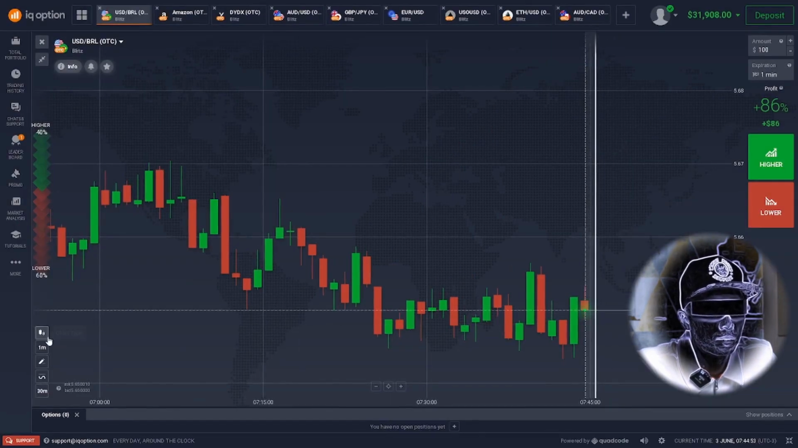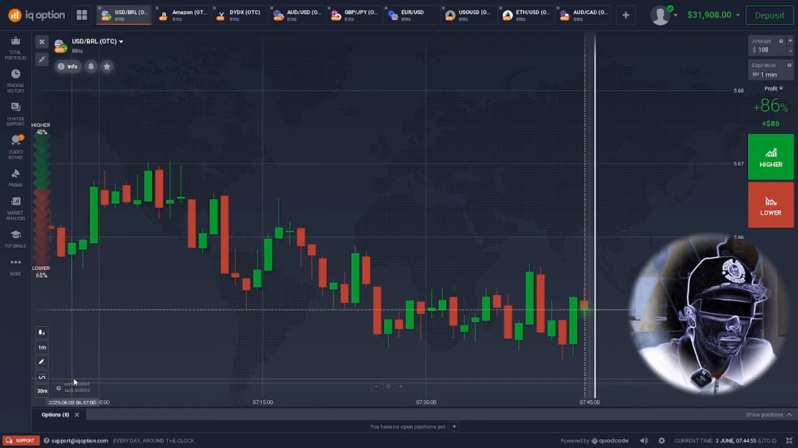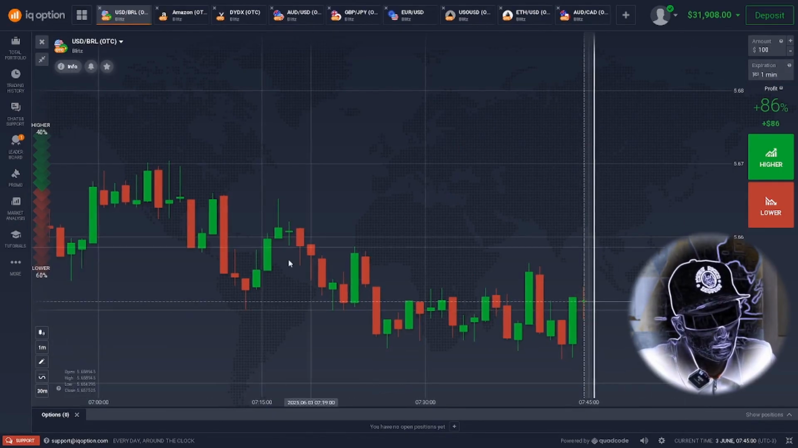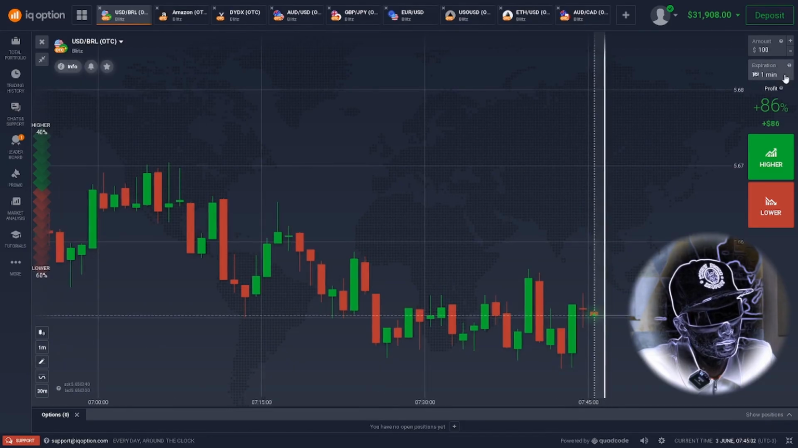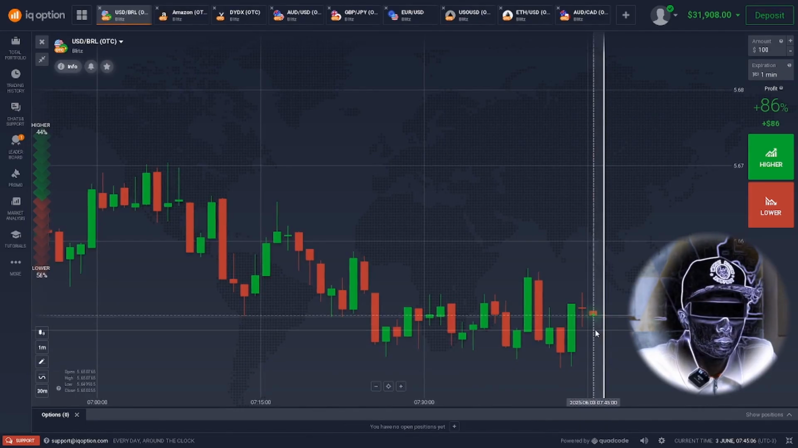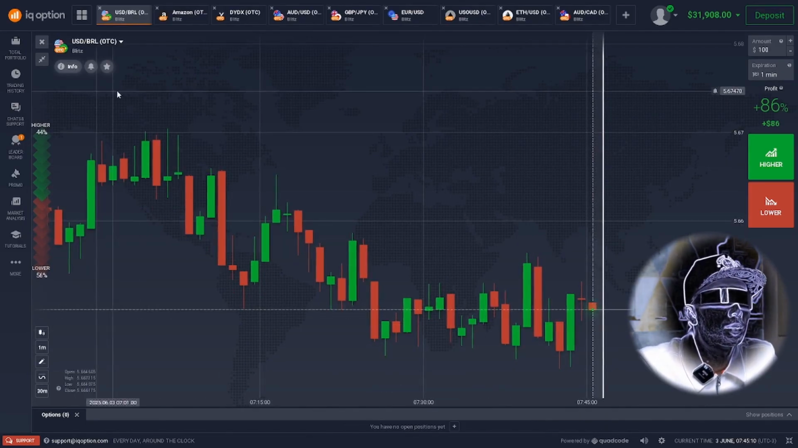Let's set the time frame. For me it's 1 minute and the expiration time is also 1 minute. The main thing is that the time frame and expiration match. You can also trade on 2 or 5 minutes, whatever is more convenient for you. Let's look for our setups.